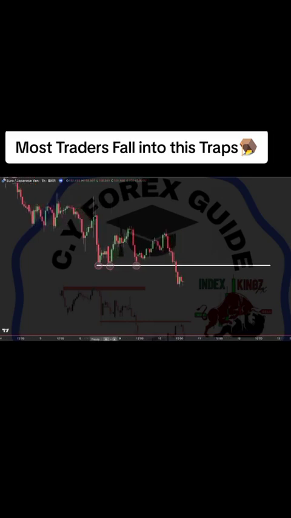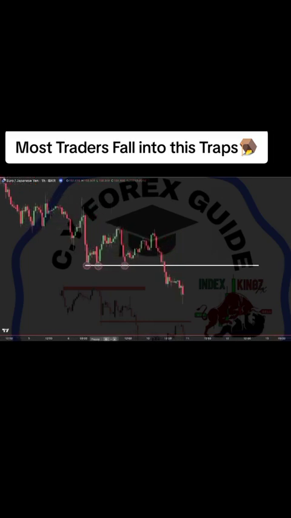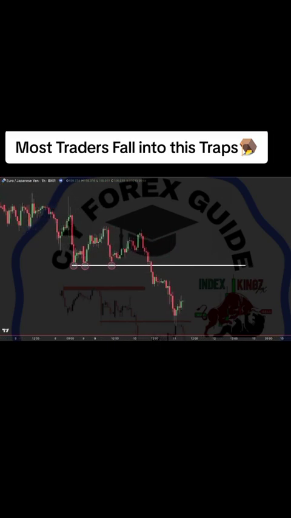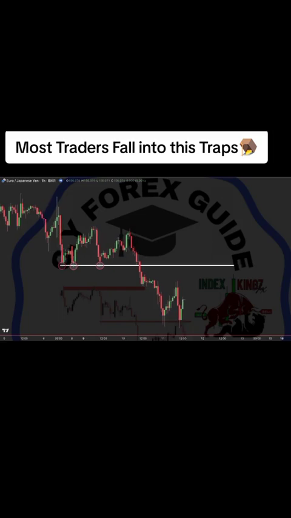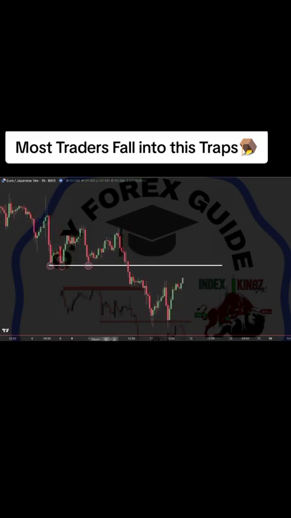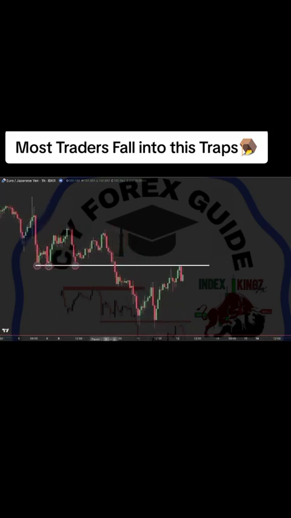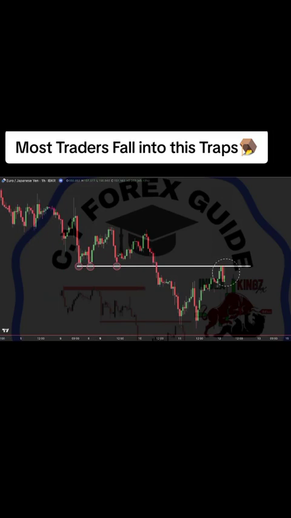Instead of entering immediately when price breaks the level, you wait for the market to pull back. This is where smart traders position themselves. Once price returns to the broken support, your job is to observe price action. You don't enter yet. You wait for confirmation that this level is now acting as new resistance. This is the key moment.